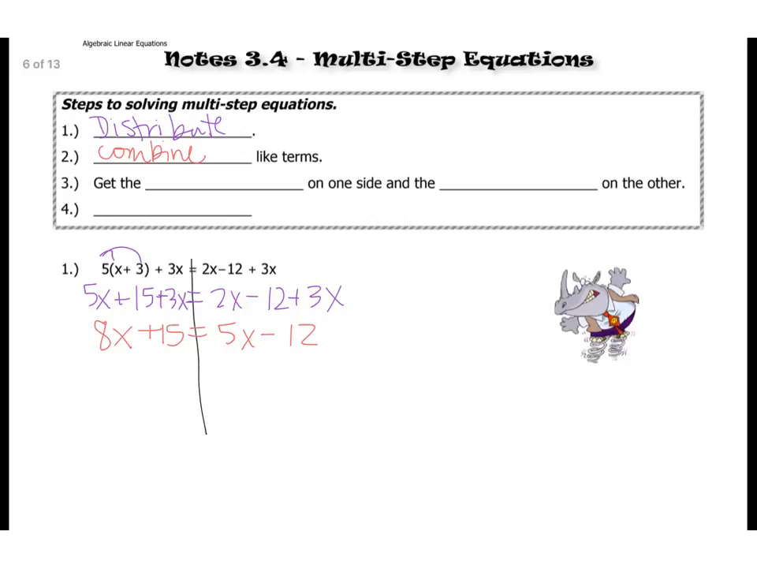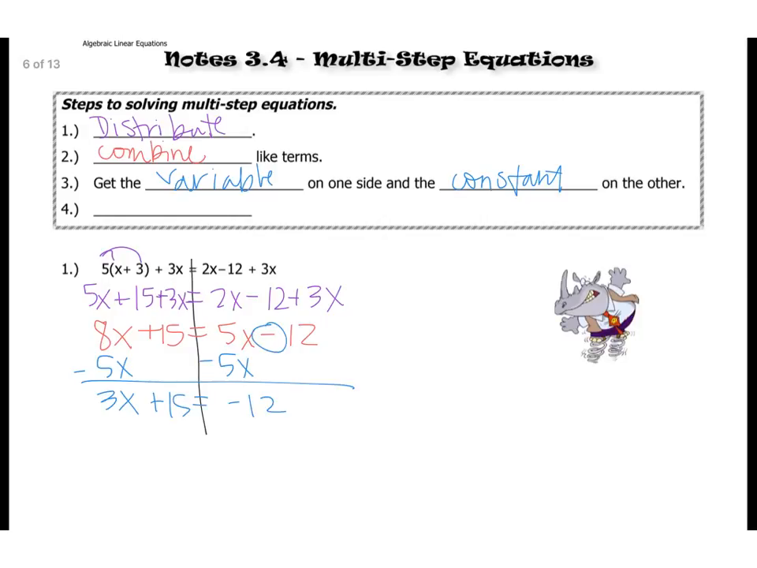Number 3 says get the blank on one side and blank on the other. So get the variable on one side and the constant on the other. So we're going to subtract 5x from each side, and we get 3x plus 15 equals negative 12. Remember that subtraction sign needs to carry down to be negative.